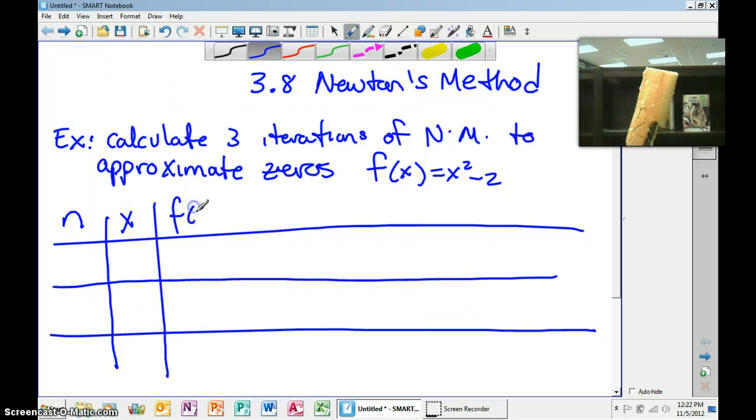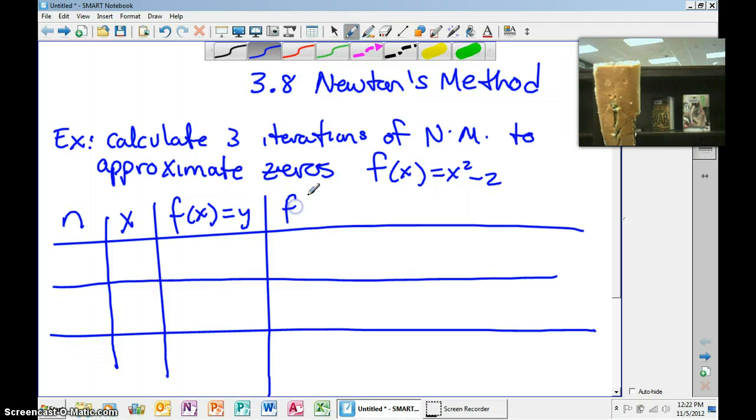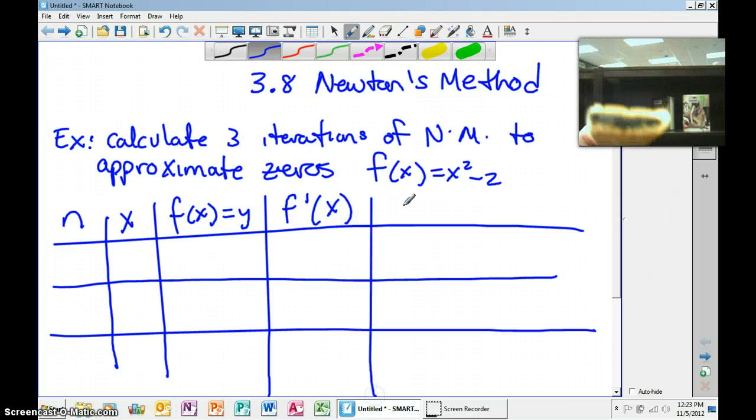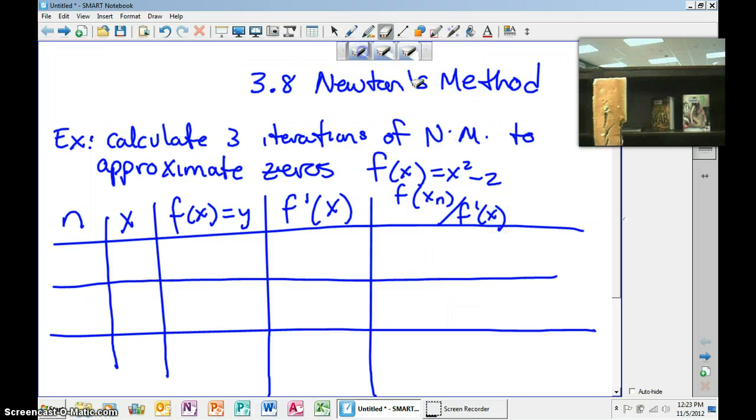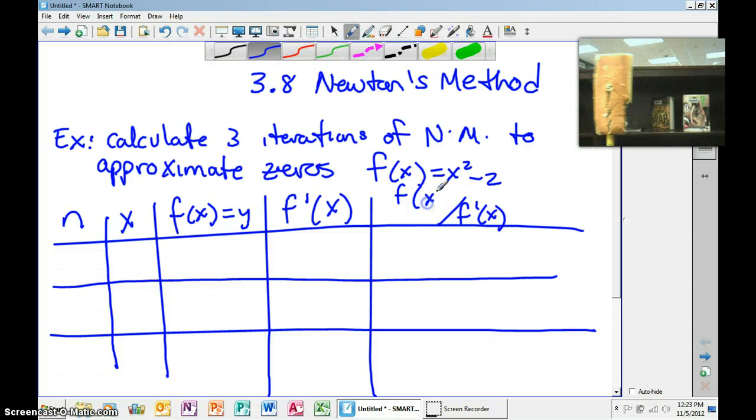We're going to evaluate the function at that x. That's usually the y value. Then we're going to have the derivative of that function at the x value. Then the hardest one, I guess, is f of x sub n over the derivative of f of x. I don't know where I got the n from. Two different notations. Sorry, Newton. And then our last one is we're going to subtract that value from the x.